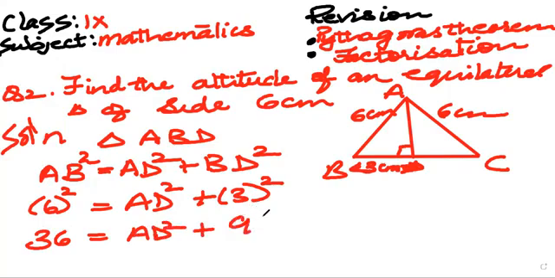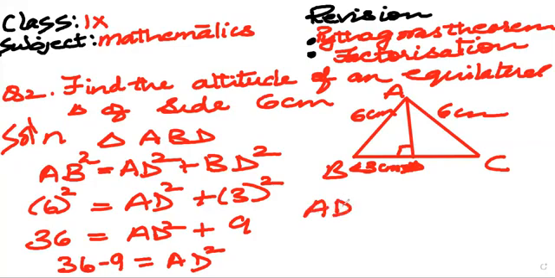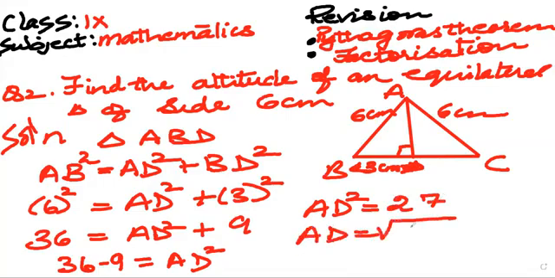Okay. So now what you will do? You will take 9 on the other side. Okay. So it will be 36 minus 9, which is equal to AD square. Okay, children. So further, you have to subtract and you will get your answer. So children, here AD square will be equal to 36 minus 9, that is 27. Okay. So further, you can write AD as square root 27.